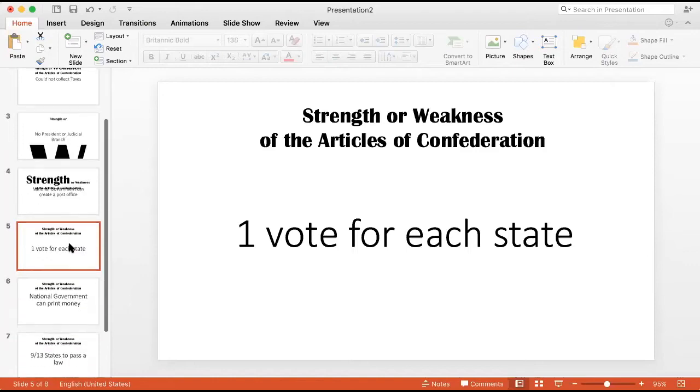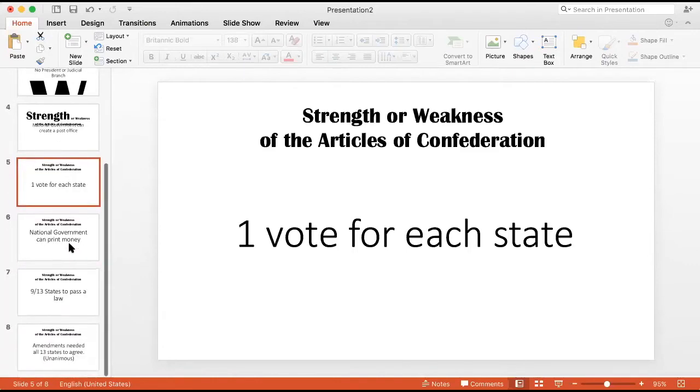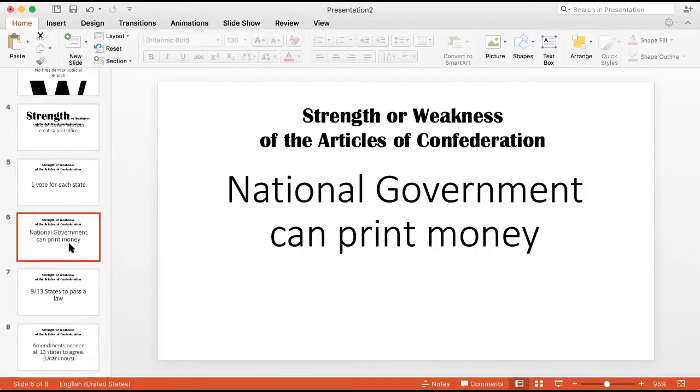All right, I got three more. Here we go. Speed round. Strength or weakness? Printing money for the Articles. Article money. That's a thing. I see those answers.